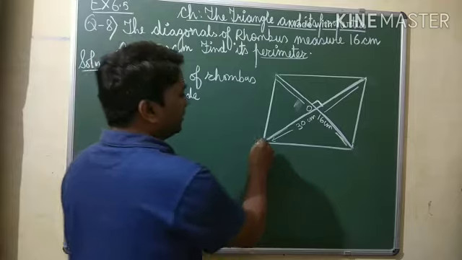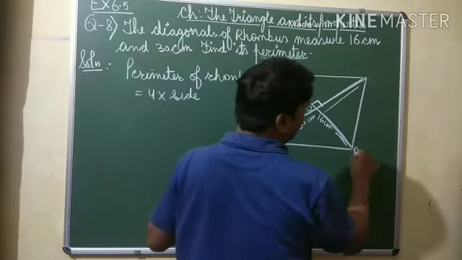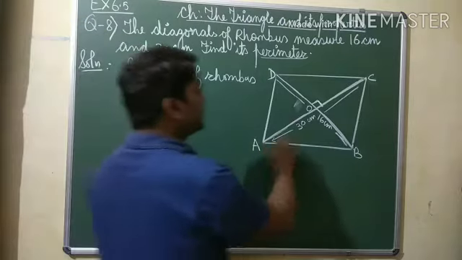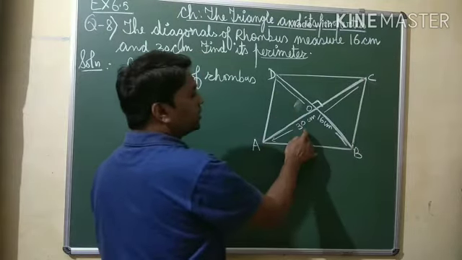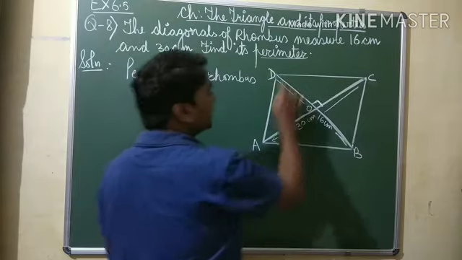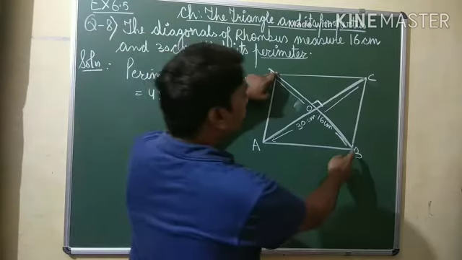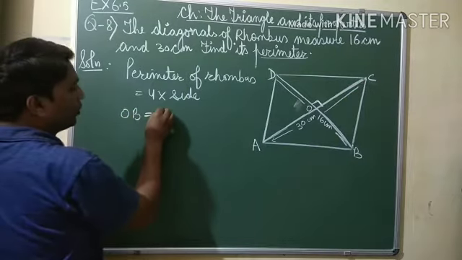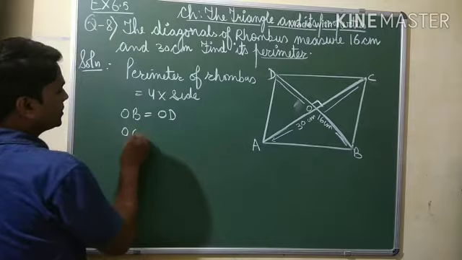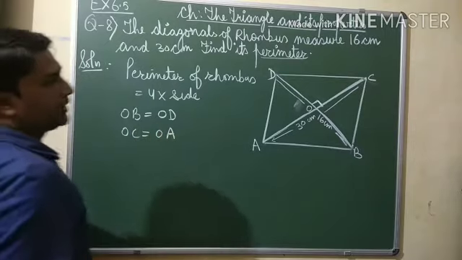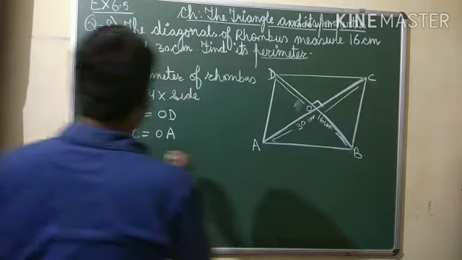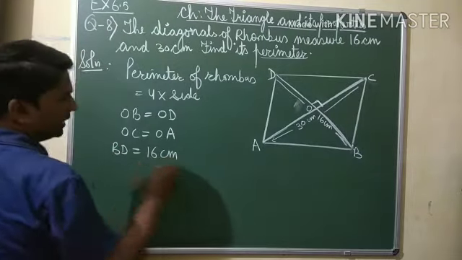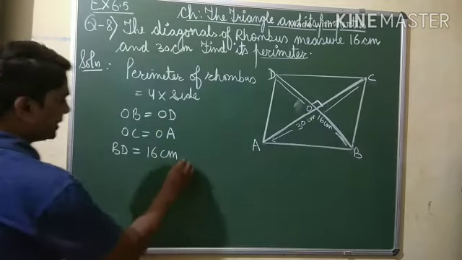So first of all, mark this rhombus as A, B, C and D, such that AC and BD are the two diagonals of rhombus ABCD. And we know that diagonals of rhombus bisect each other. That is OB equal to OD and OC is equal to OA. Since BD is equal to 16 centimeter and AC equal to 30 centimeter.